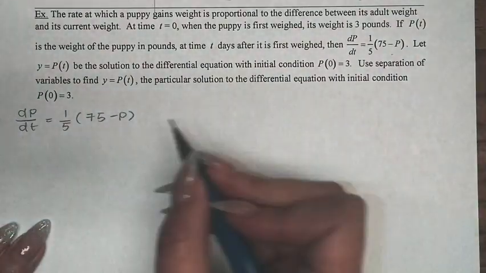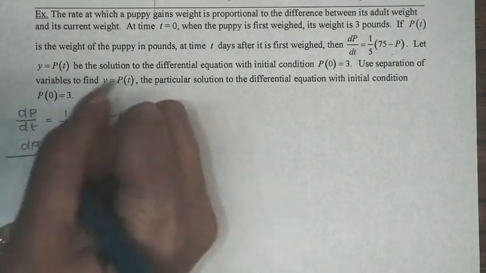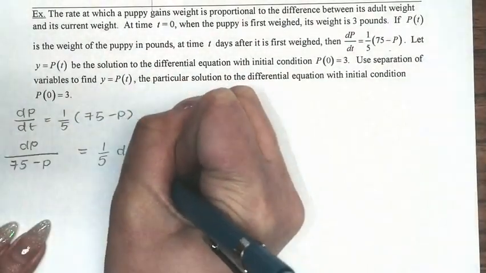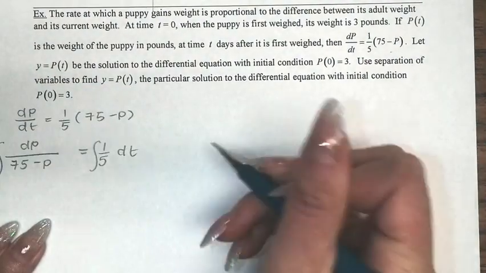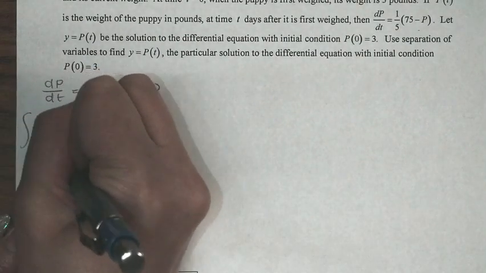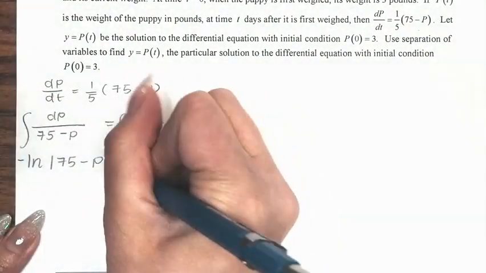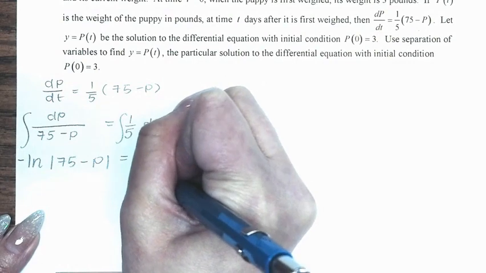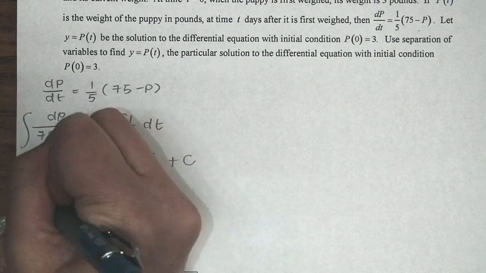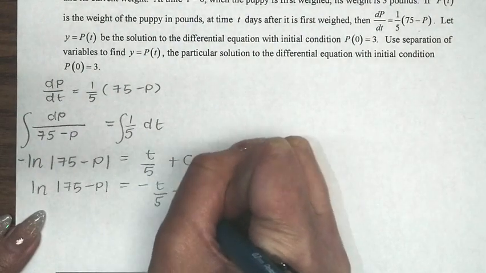After this, you will recognize that I need to do my separation of variables. To do that, I need to have my dP here, put the 75 minus P on this side, and the 1/5 you can leave like that, and the dt here. I can integrate both sides, pretty simple. You can see here your beautiful natural log of the absolute value of 75 minus P, and this is going to be negative, so there you go, the negative. It's going to be equal to t over 5 plus C. Since you have the negative there, I'm going to change it to natural log of the absolute value of 75 minus P is equal to negative t over 5 plus C.